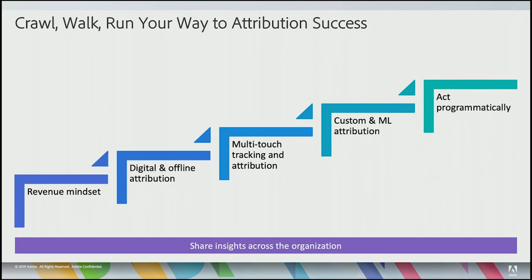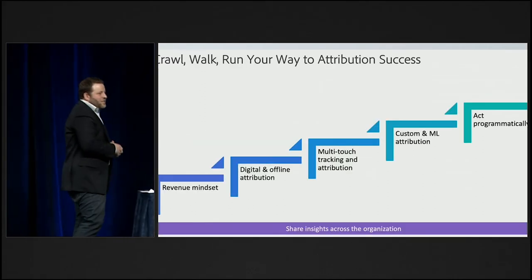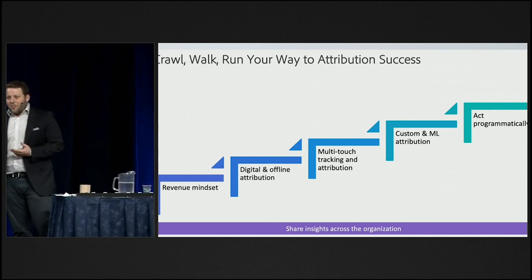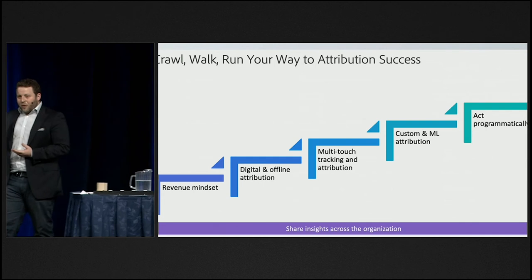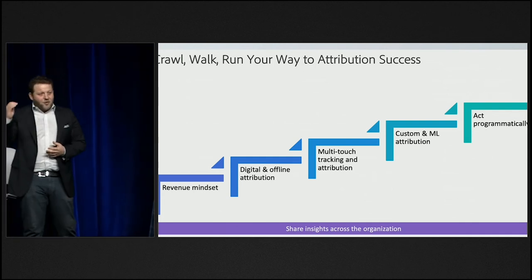So Mervyn already gave you some of this advice, and I'm going to echo it. We like to take a crawl, walk, run approach to achieving success with attribution. So I'm going to walk you up this stairs right here. It starts with developing a revenue mindset. This means that even if you're not attributing, even if you're not measuring revenue, you have to establish that you are a marketing organization that believes revenue is your most critical KPI. So when you take your KPI sheet, put revenue at the top of it.